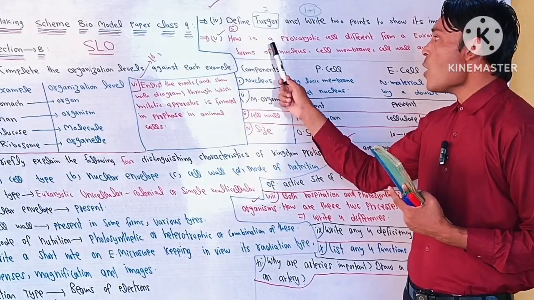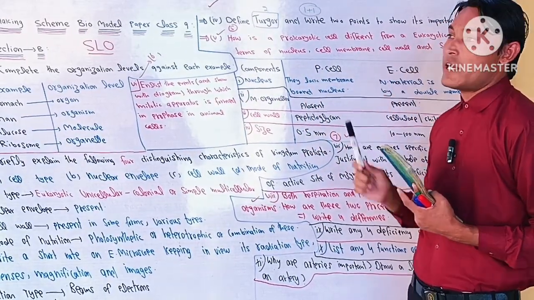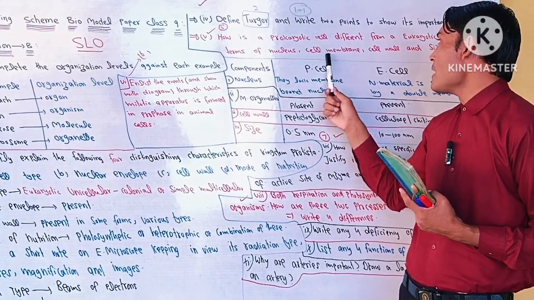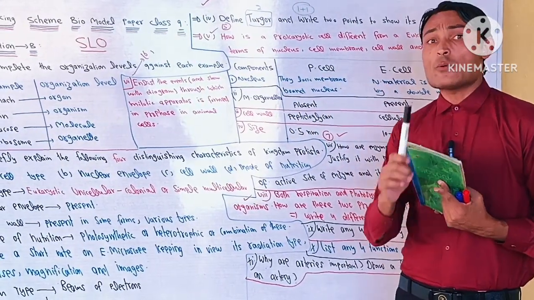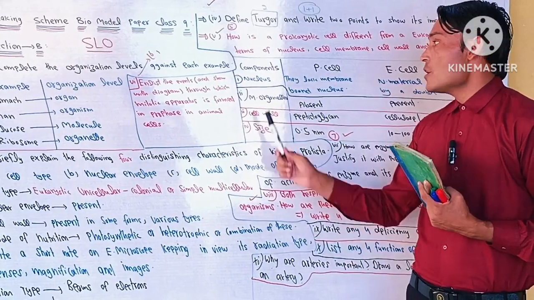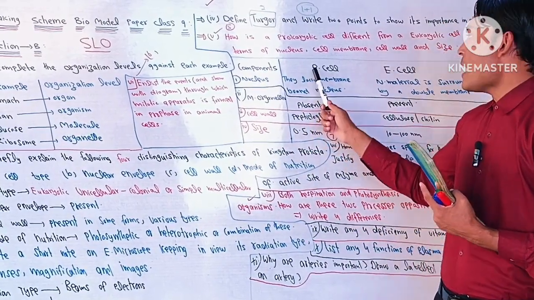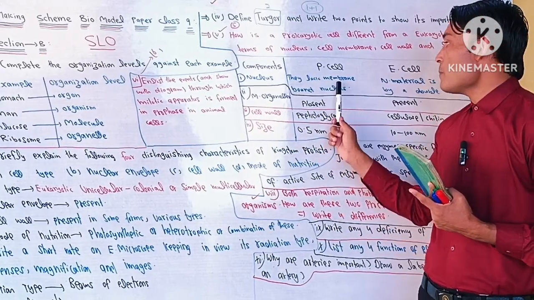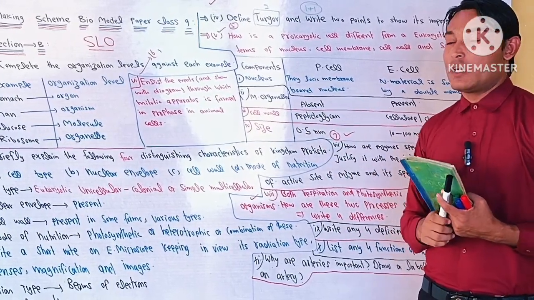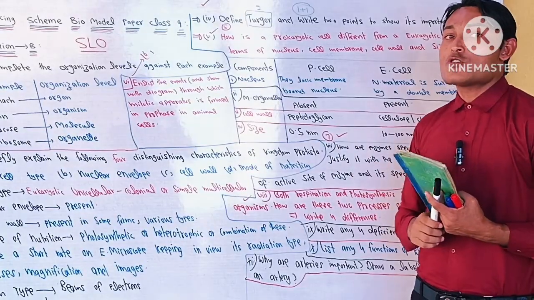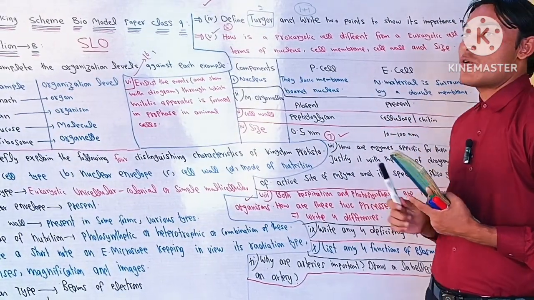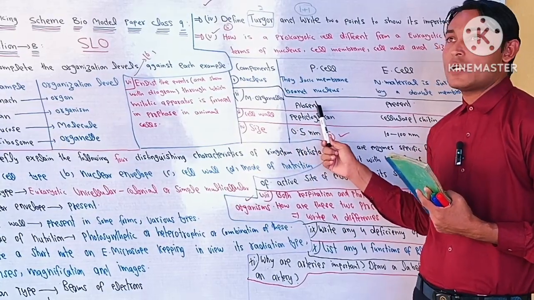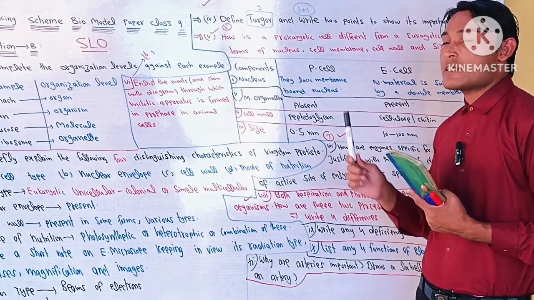Question number 5. How is a prokaryotic cell different from a eukaryotic cell in terms of nucleus, cell membrane, cell wall, and size? You have to write only like this, in a table of components. For nucleus, the prokaryotic cell lacks a membrane bound nucleus, while in the eukaryotic cell nuclear material is surrounded by a double membrane. Second one, membrane organelles: absent in prokaryotic cell, while present in eukaryotic cell.